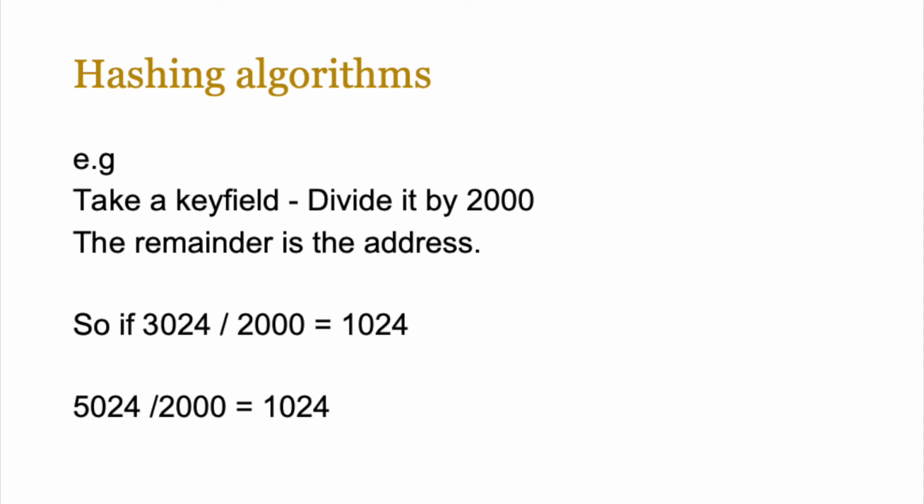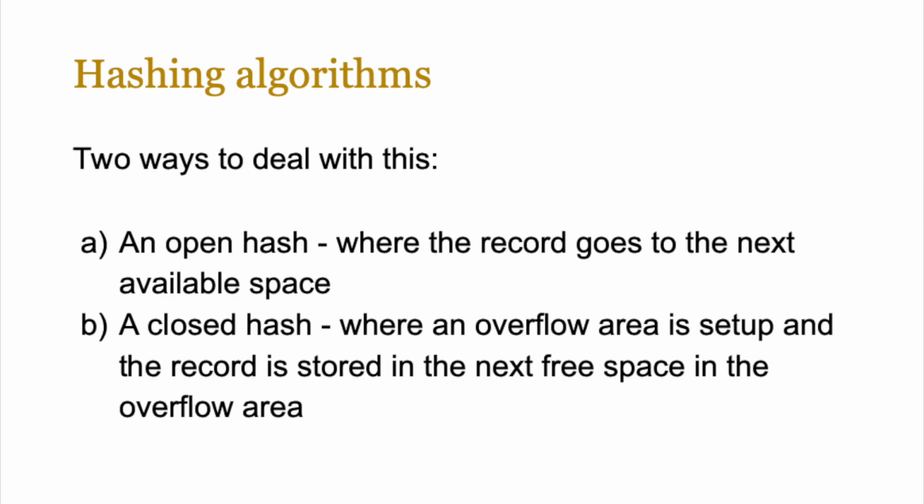Now, quite clearly, this was a very basic hashing algorithm, so you can make it much more complex to avoid these kinds of simplistic errors. However, no matter what type of algorithm you do come up with, there could be the mathematical possibility of two records getting to the same answer. So there are two ways to deal with this. The first one is called an open hash, where the record goes to the next available space. In this case, if two numbers come up to 1024, the second one will be stored at 1025. And then if another number comes to 1025, that will be stored at 1026, the next available space. That's called an open hash.